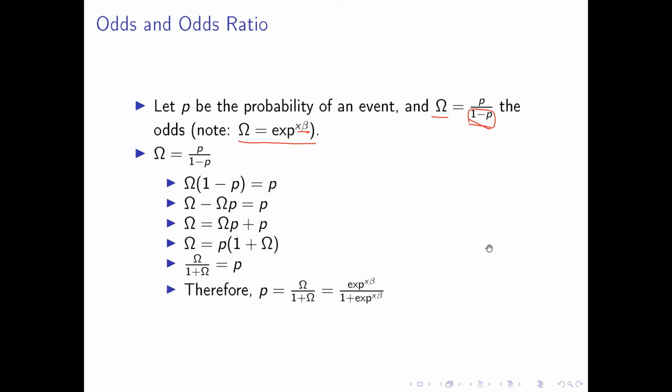Then people might ask, what about odds ratio? Well, odds ratio is just the ratio of two odds. So we can take simply a ratio of two odds given certain x vectors. And we can proceed from there.